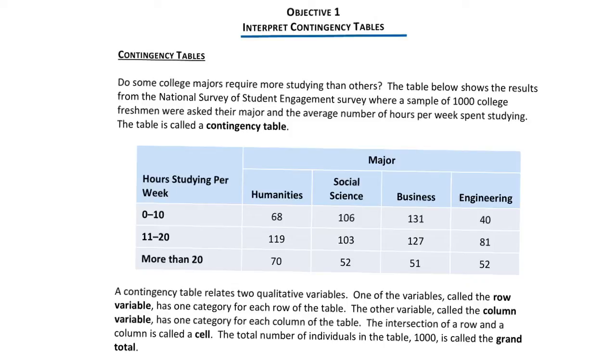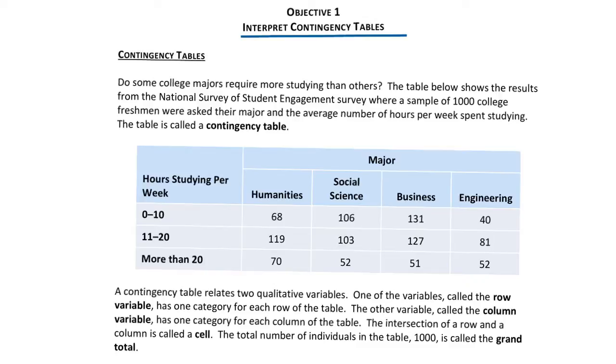This table represents the results from a survey of a sample of 1000 college freshmen and their major. So you can see their major here and the hours studying per week. So this table is called the contingency table.